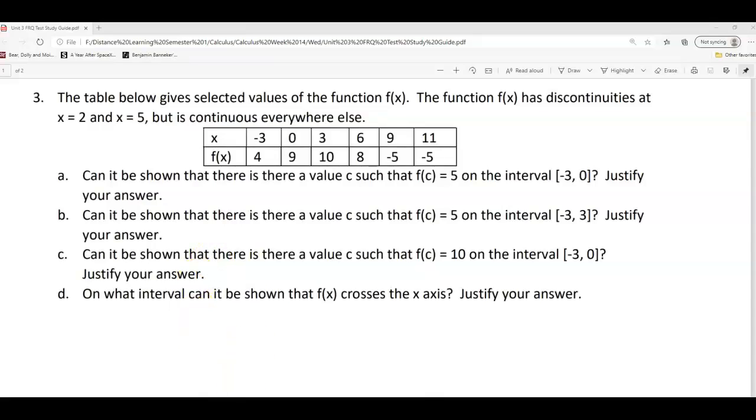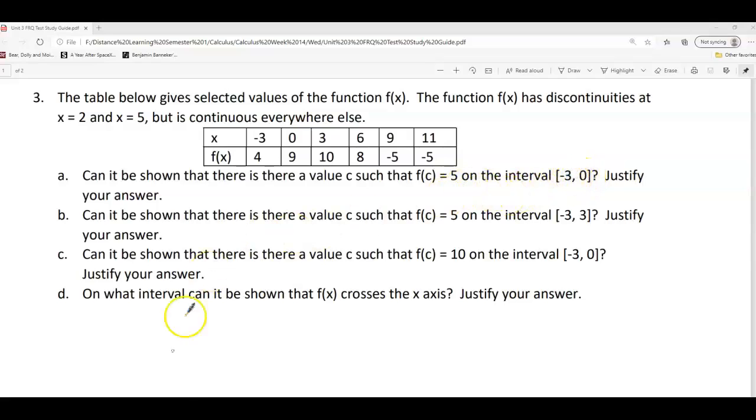All right, let's go ahead and take a look at number 3 here. Okay, the table below gives selected values of the function f of x. The function f of x has discontinuities at x equals 2 and 5, but it's continuous everywhere else. So, let's see. Can it be shown that there is a value c such that f of c equals 5 on the interval from -3 to 0?